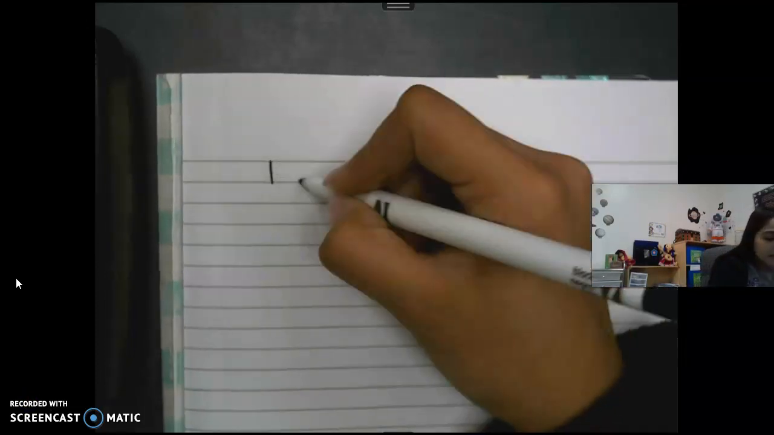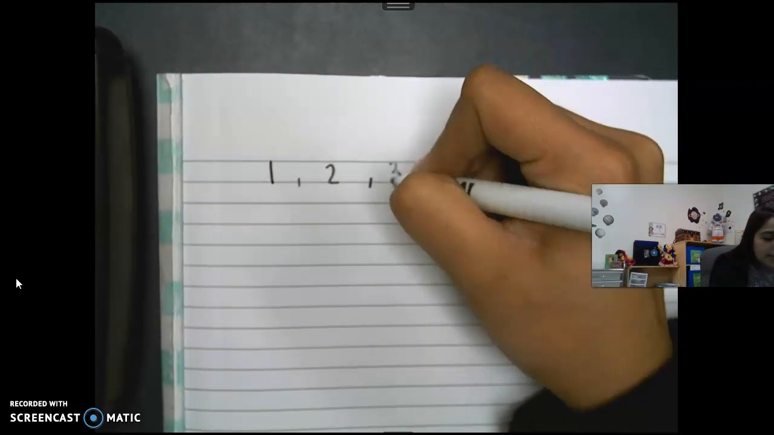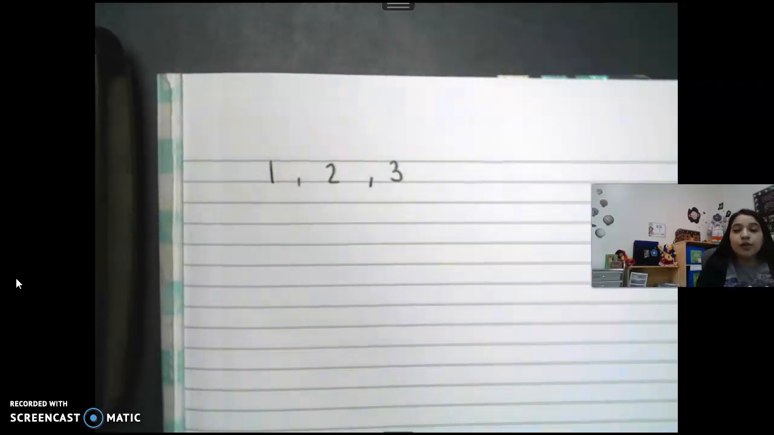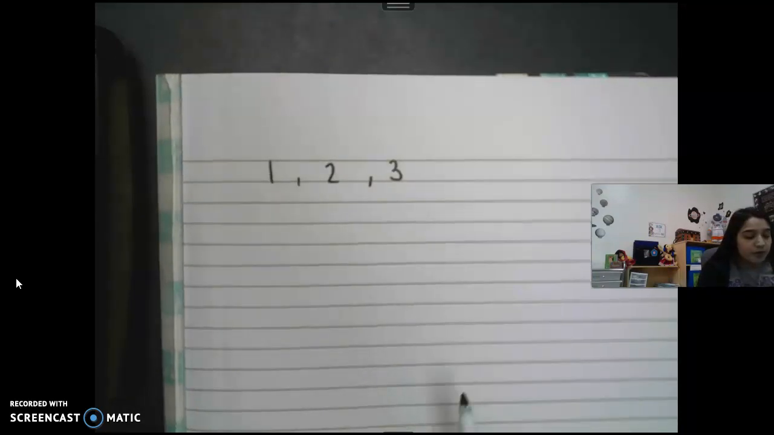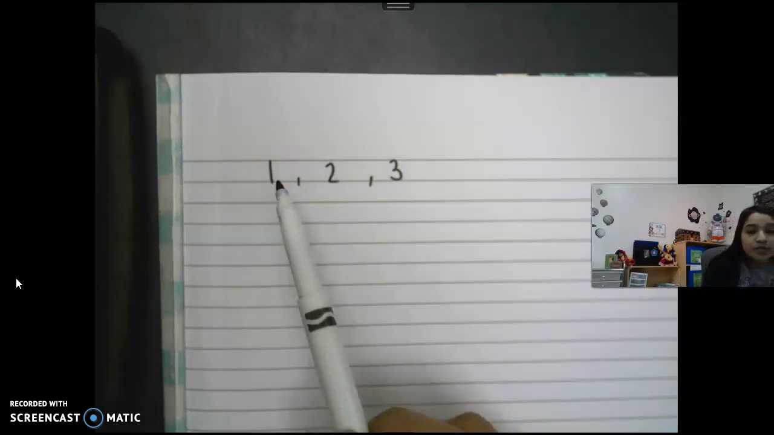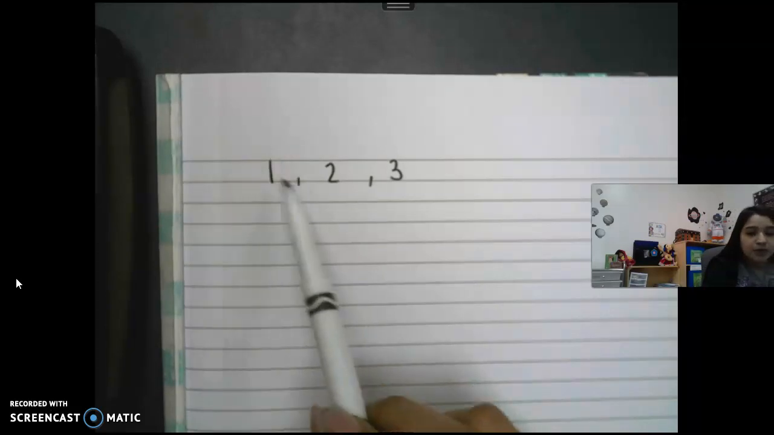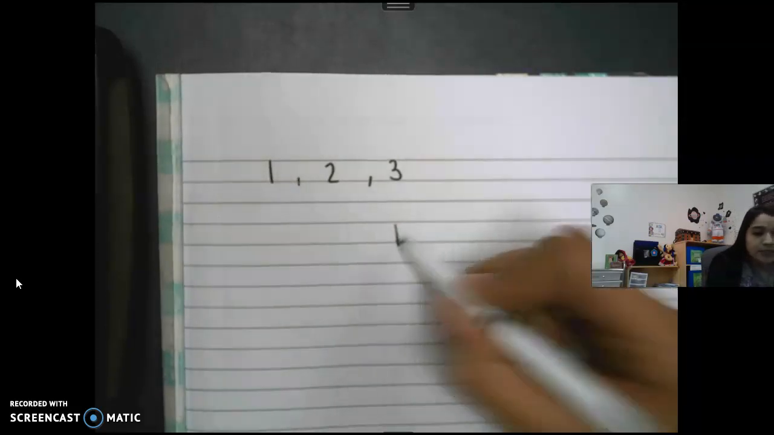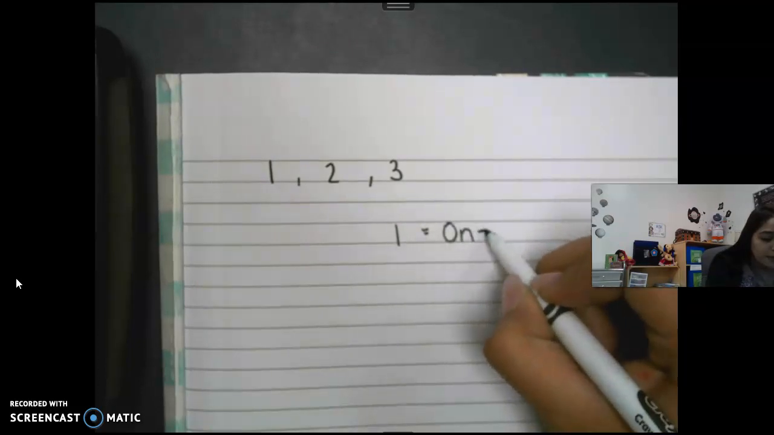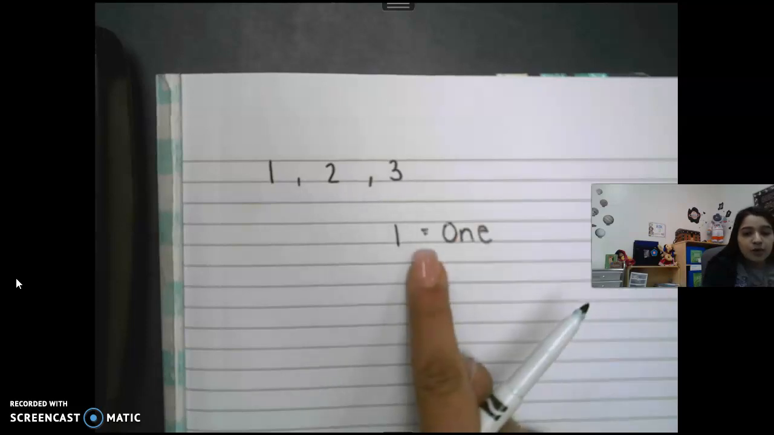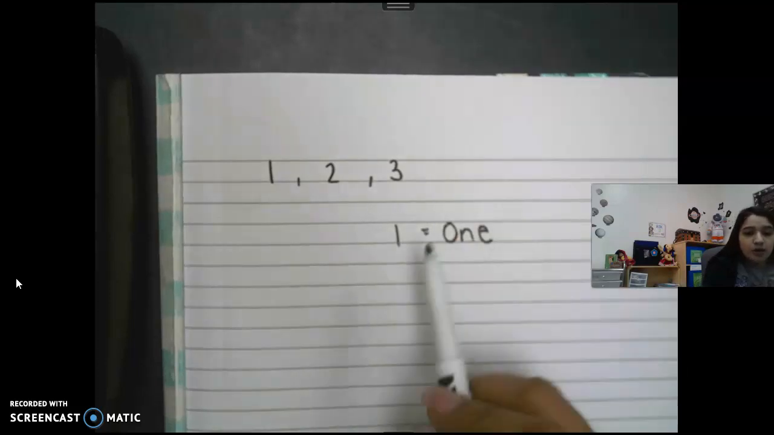So we have been seeing numbers in their digit form, which means that we have been seeing numbers like this. So there are other forms that you may see numbers. One form that you're going to see a lot is their word form. For example, if you see the digit 1, the number 1, you can see it in its digit form or in its word form. So this is how you spell 1, O-N-E, one.